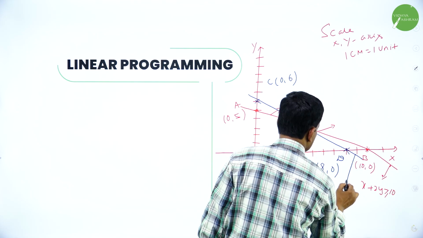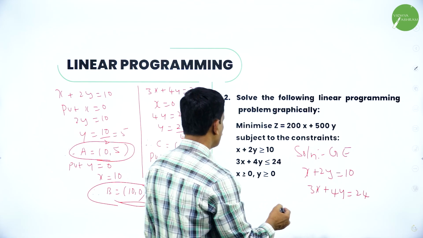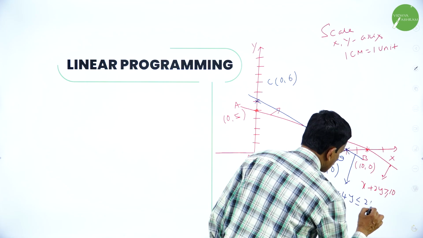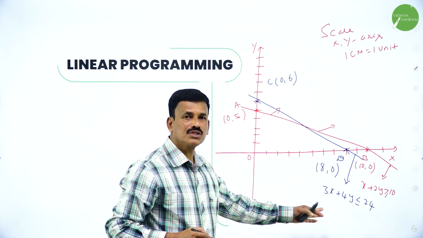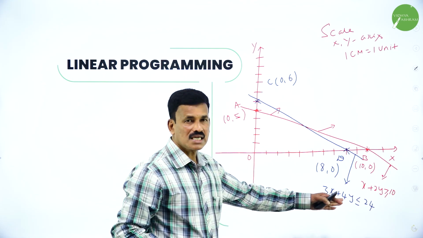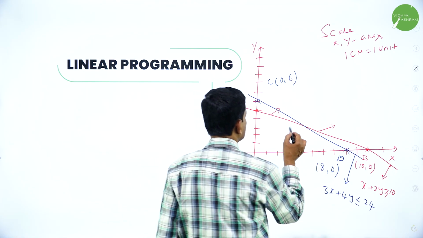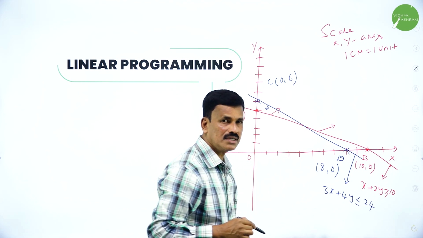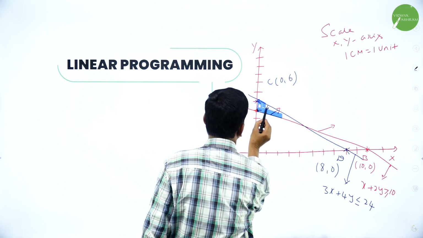Okay. Now what is this equation? This equation is nothing but 3x plus 4y is less than or equal to 24. Suppose you put x equal to 0, y equal to 0: 0 plus 0 is less than or equal to 24, which is true. Since it is less than or equal to, the feasible region is towards the origin. So in this direction we will have the feasible region. Therefore, this is the feasible region.